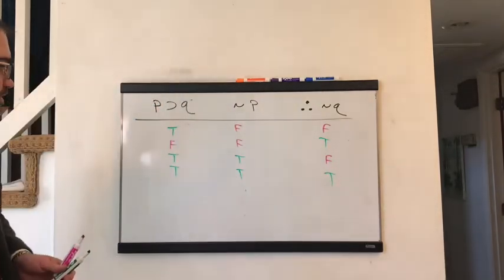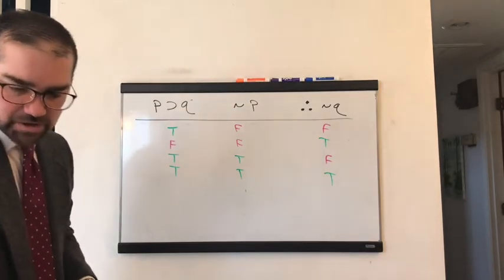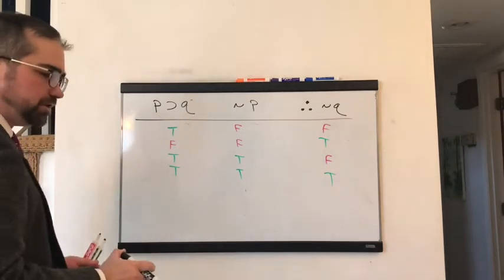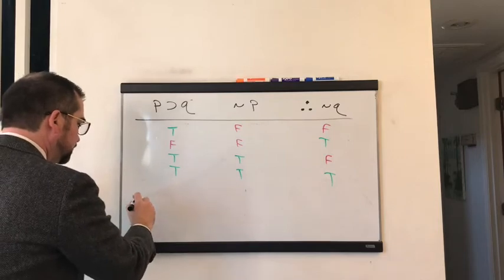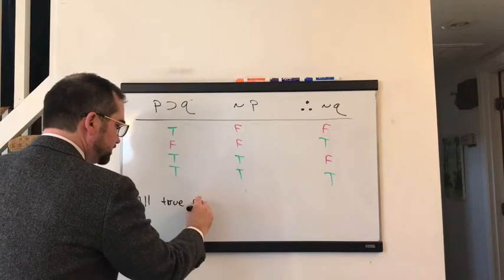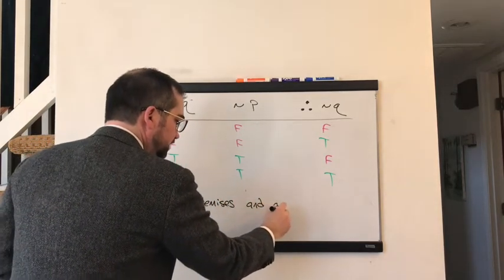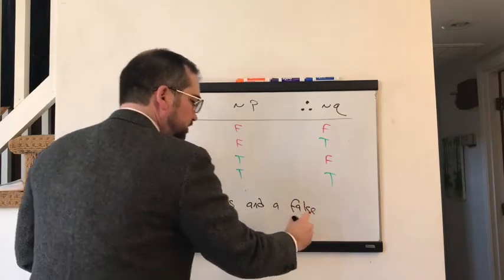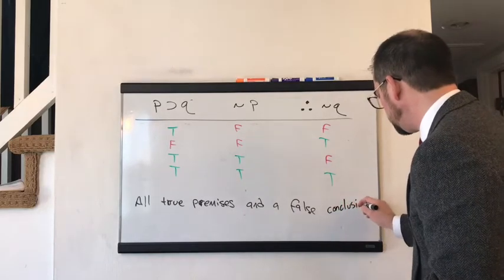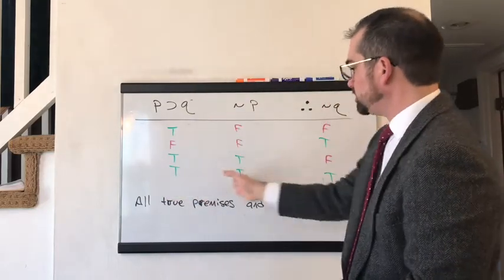Okay, so remember the definition. I should write this down. The definition of an invalid argument is an argument that has all true premises and a false conclusion. Okay, that's the key here. So we have 2 premises. This is one premise, and here's our other premise.